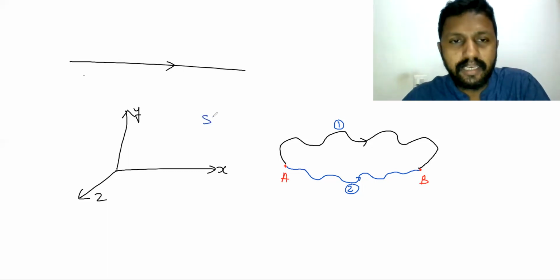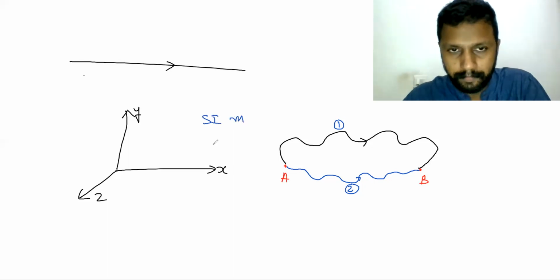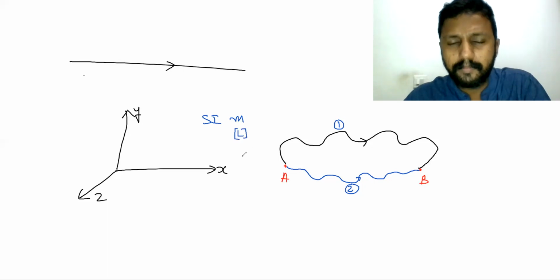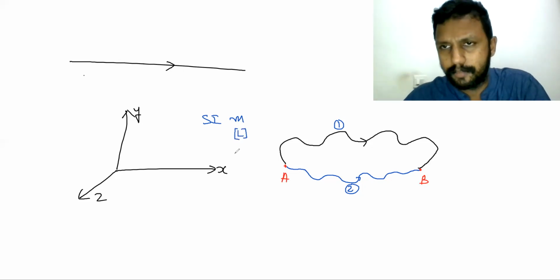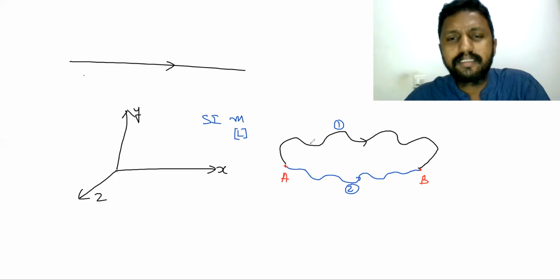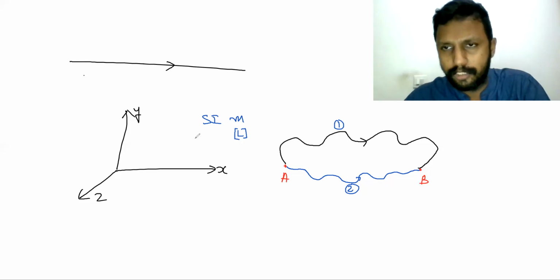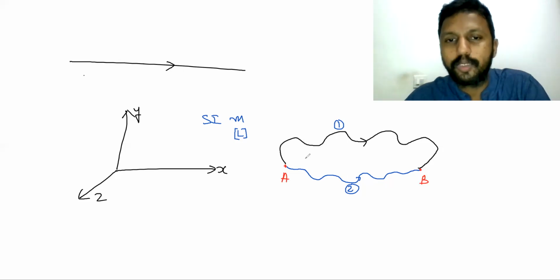Its SI unit is meter. The dimensional formula is L, and it is a scalar quantity. What's a scalar quantity? Those physical quantities which have only magnitude are scalar quantities. Therefore, distance has only magnitude, there is no direction. Therefore, distance is a scalar quantity. Now we know what is distance. Let's speak about displacement.